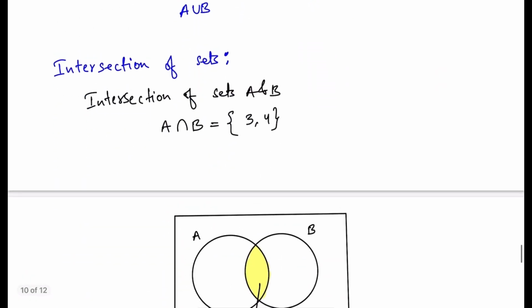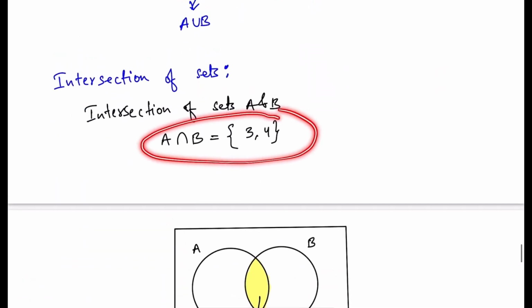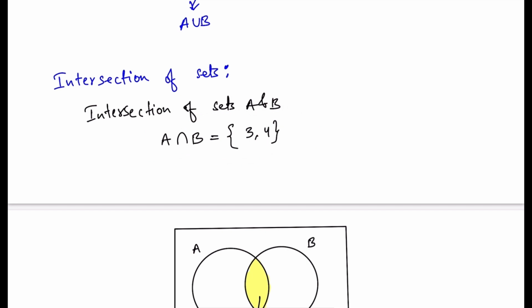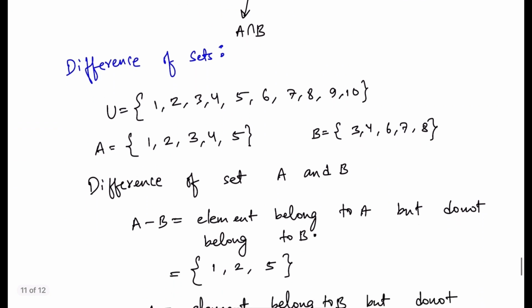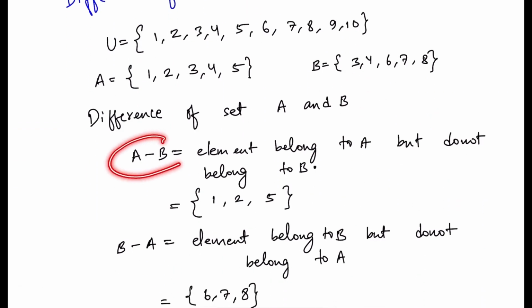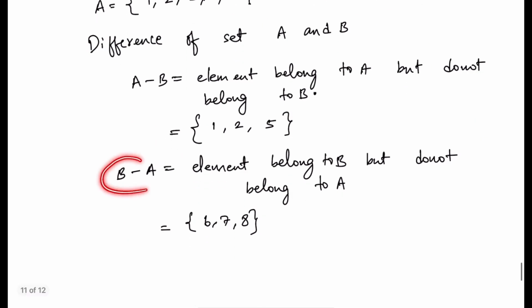Similarly, we have seen A intersection B. A intersection B is a set of elements that belong to both A and B, meaning common elements. Similarly, we have seen the difference of sets, A minus B. A minus B is a set of elements that only belong to A, not B. And we have seen B minus A. B minus A is a set of elements that only belong to B, not A.